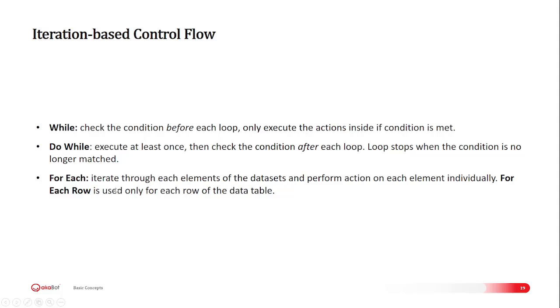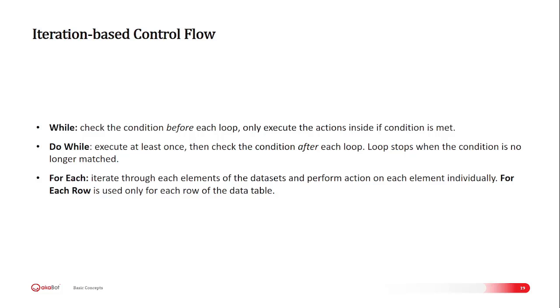Now, let's move on to the iteration-based control flow, which helps you manage repetitive tasks by looping through actions multiple times. There are a few different types of loops. First, we have the while loop. This loop checks the condition before each iteration. It will only execute the action inside the loop if the condition is met. So if the condition is false from the start, the actions won't run at all.